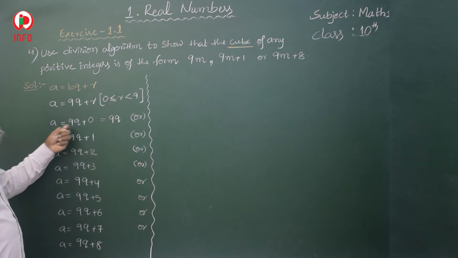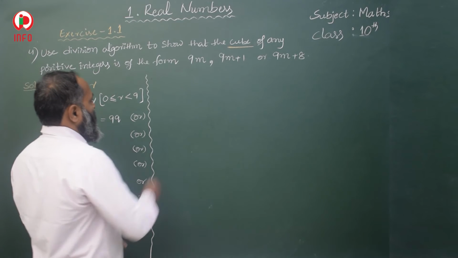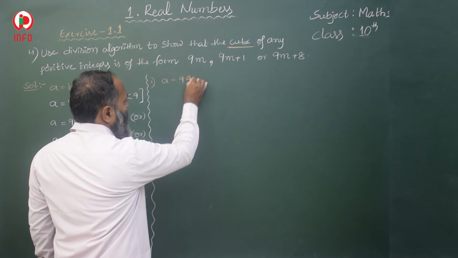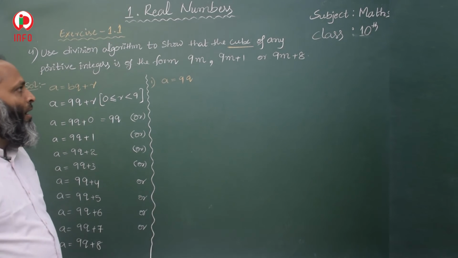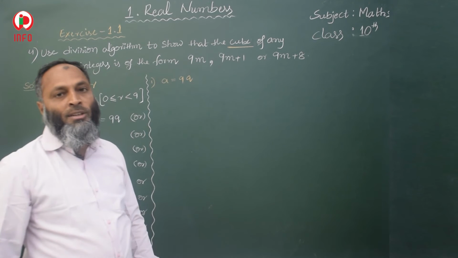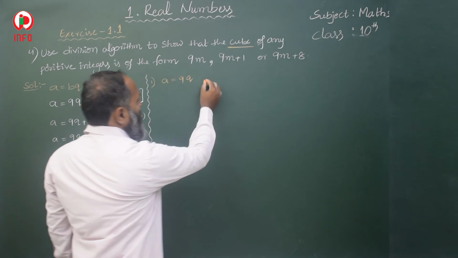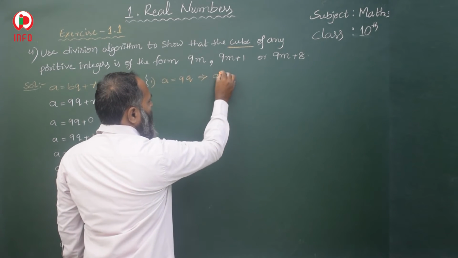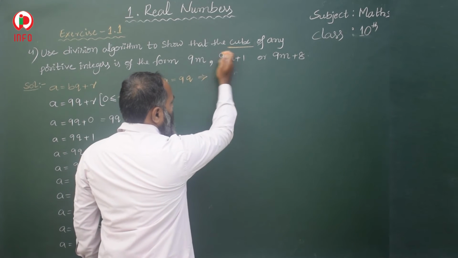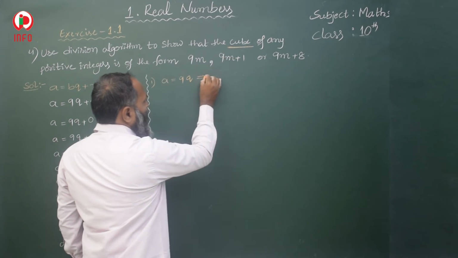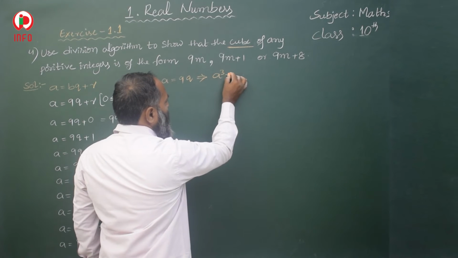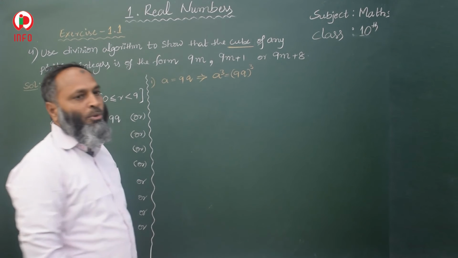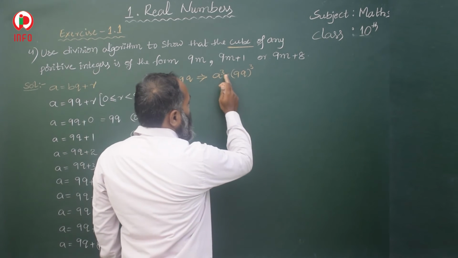A is equal to 9q. First you should take the first one: A is equal to 9q. What is he asking? Cube. So it means cube on both sides. If you cube on both sides, then what do you get? A cube is equal to 9q whole cube.